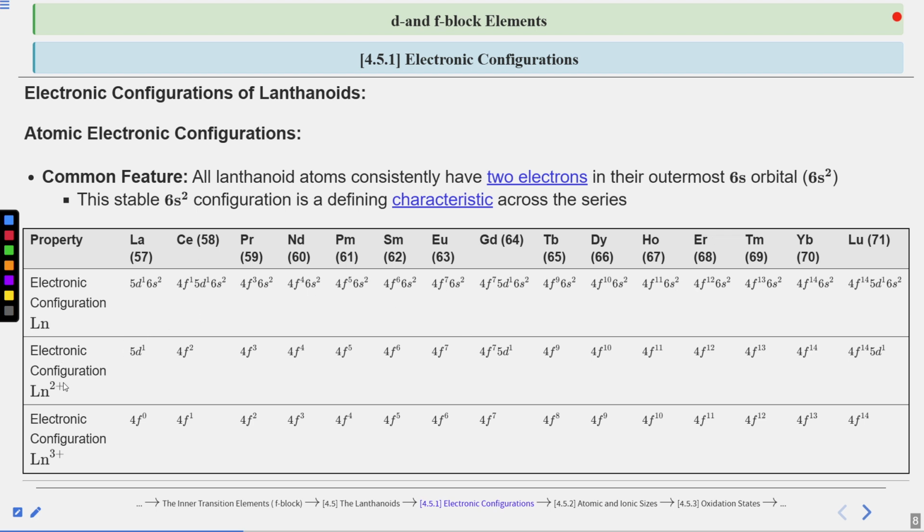If you talk about the electronic configuration of lanthanoids 2 positive, then the 6s2 will be gone and only the remaining electrons will be present. And then the electronic configuration in the case of lanthanoids 3 positive will also be given.